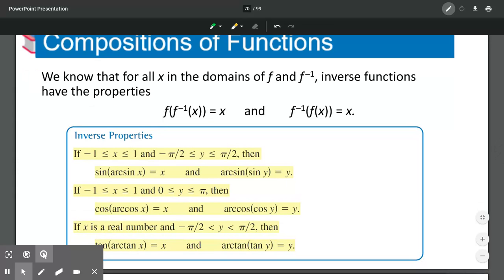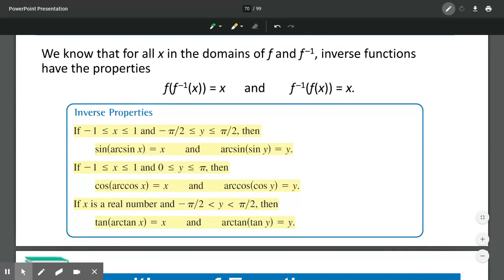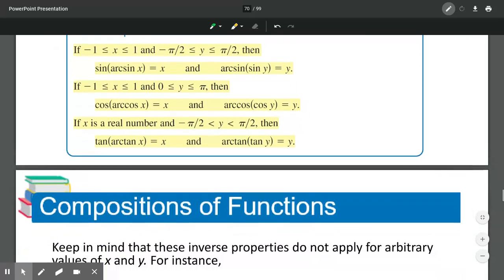So when we're looking at compositions of functions, if you have a function and its inverse, and x is in the domain, then your answer will just equal x. The same thing with an inverse function of a function, you'll also get x.